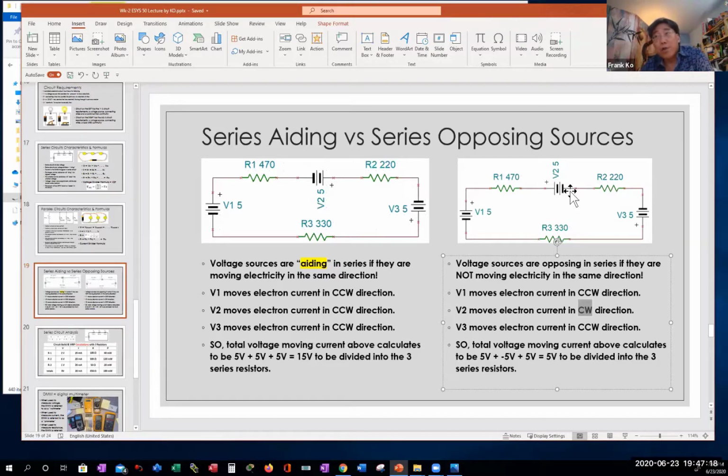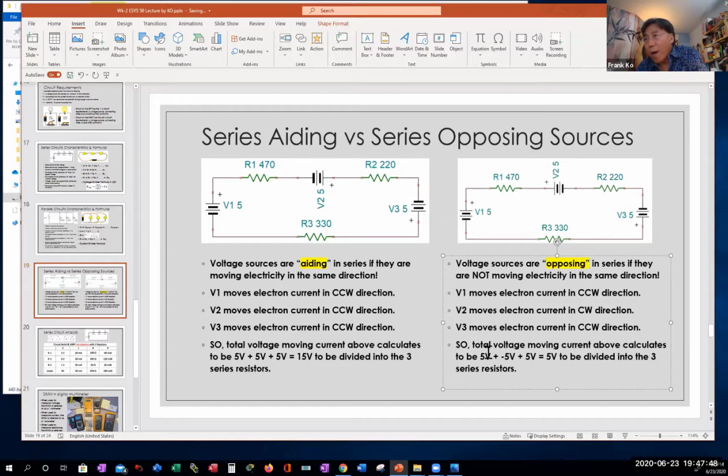It wants to push current from the negative plate. So as voltage source 2 pushes current, it wants to move current in which direction? Clockwise. So here, according to the definition, this is described as series not aiding, but series what? Series opposing, because not all sources are moving in the same direction.